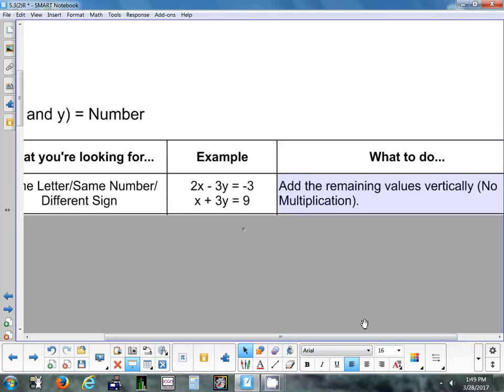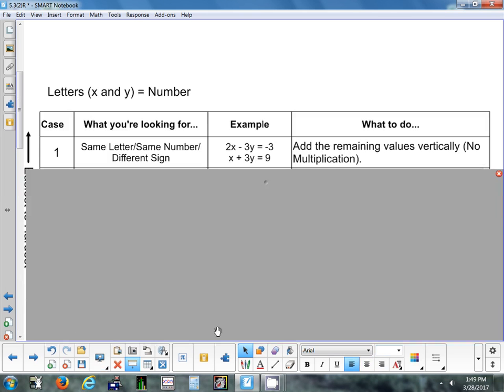Someone tell me by raising their hand: which variable would be eliminated? Ashley? The y, right? 3 and 3 are the same. Y and y are the same, and I have different signs. Good. Once we have that, what are we going to do? We're going to add the remaining values. In this case, the x's will be left, and 9 and 3 would be left. We just add them vertically, then use our template and solve.